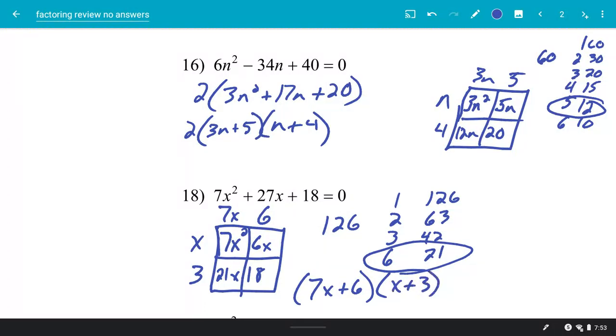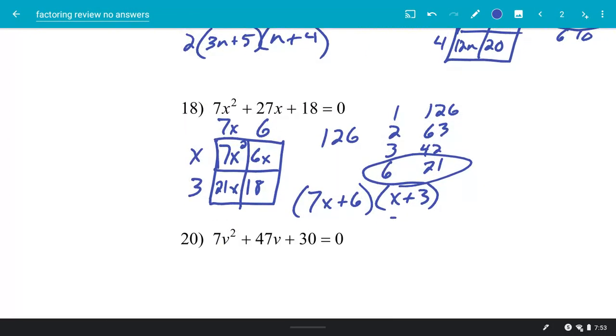Just for fun here, what are my solutions? Obviously, this one is -3, but this one is -6/7. Ooh, let you chew on that one for a minute.